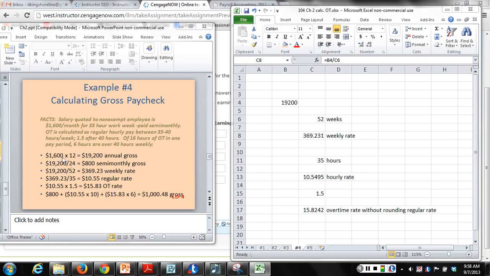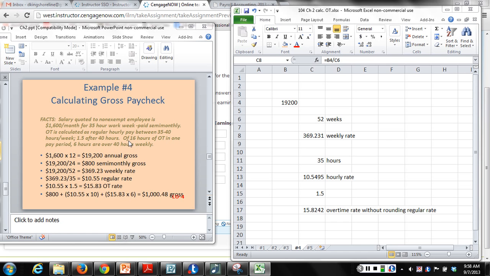So we take our quoted monthly salary times 12 to push it up to an annual gross. We divide the annual gross by the number of semi-monthly pay periods in a year, because that's how they're paid. We do that division. They get $800 semi-monthly, twice a month, 24 times during the year as a regular pay, and for that they work a 35-hour week.